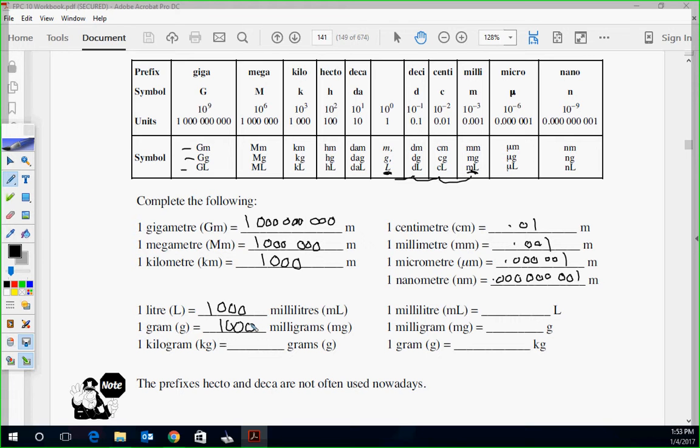Same thing. 1 gram is 1,000 milligrams. Okay, and what they did now is they shifted it on you. We're now at kilograms, so we're here. How many kilograms are in 1 gram? 1,000. 1 kilogram is 1,000 grams.